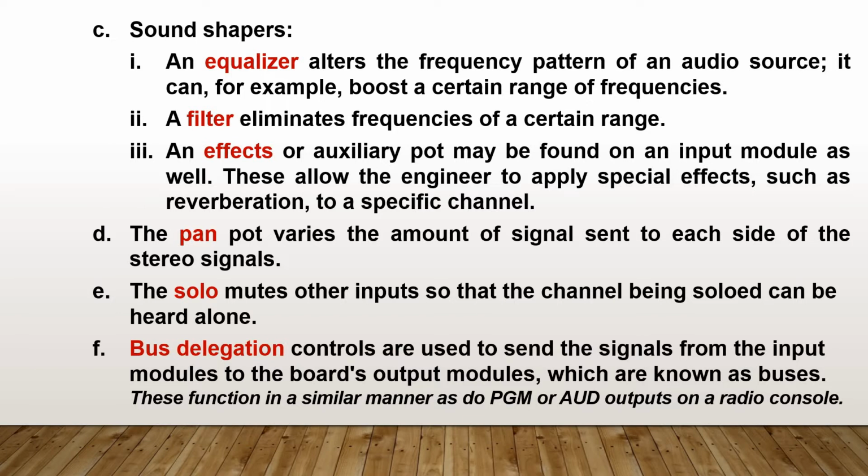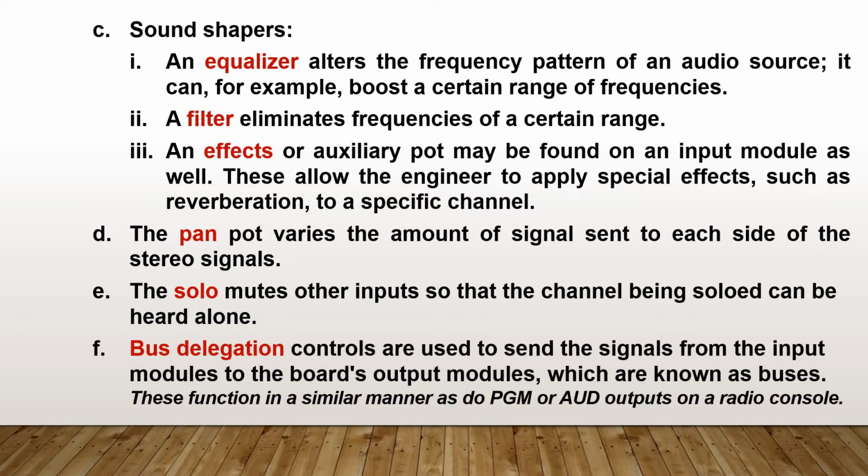An effects or auxiliary pot may be found on an input module as well. These allow the engineer to apply special effects like reverberation to a specific channel, especially if you're using different types of sound shapers that are not innate within your digital audio workstation. This is really, really nice to be able to assign certain channels to certain effects, and that gets recorded as things are happening.